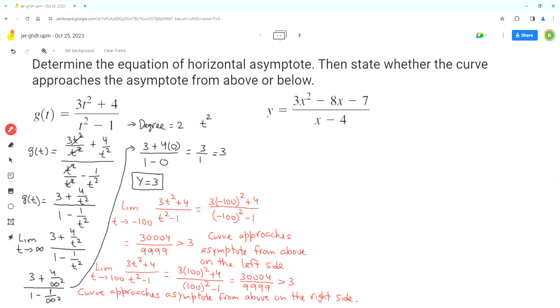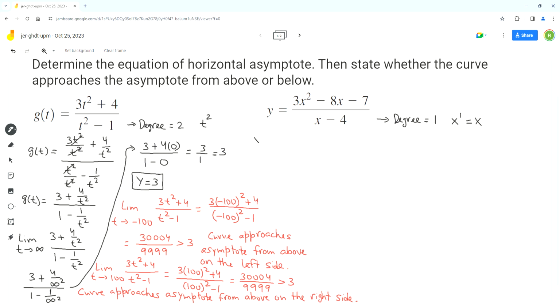So now we are done with the analysis for the first function. Now we can analyze the second function. First we'll have to find the equation of the horizontal asymptote. For that, we will analyze the degree of the denominator, and in this case the degree of the denominator is equal to 1. That means we have to divide each term in this rational function by x raised to the power of the degree of the denominator, which is x exponent 1, which is equal to just x.